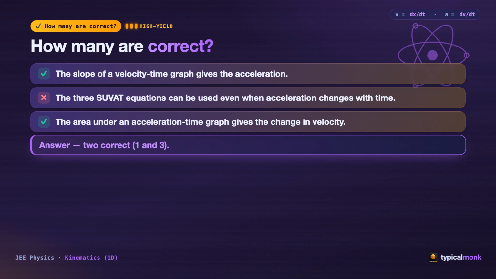So, how many are correct? Two statements. The first and the third. Slope of v-t truly is acceleration and area under a-t truly is the change in velocity. But the second one fails completely. SUVAT demands constant acceleration, nothing less. Two correct, and the middle one is the trap.